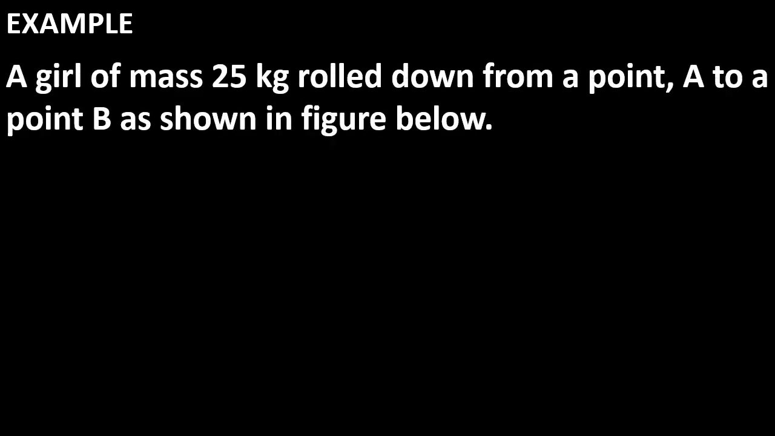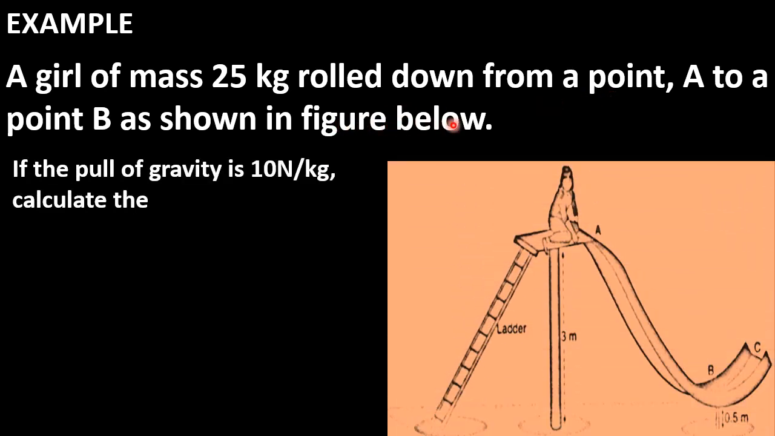Let's look at yet another example. This one involves a girl of mass 25 kgs who is rolled down from point A to point B as shown in the diagram. All right, so we have this girl here, rolling on this slide from point A. This is point A, which is at a height of 3 meters from the ground. Take note of that.